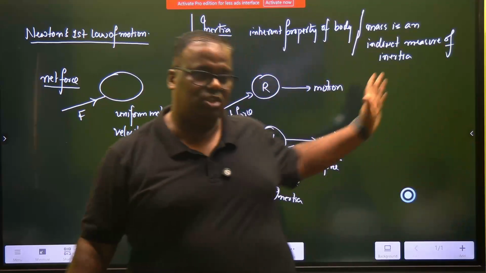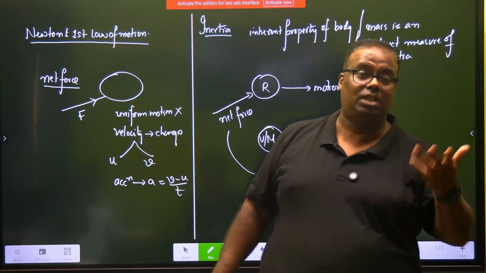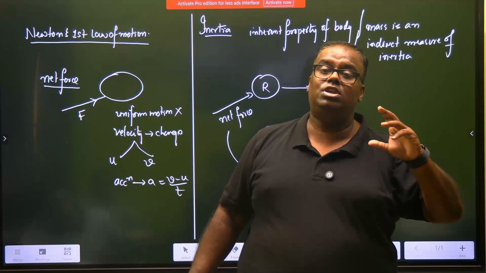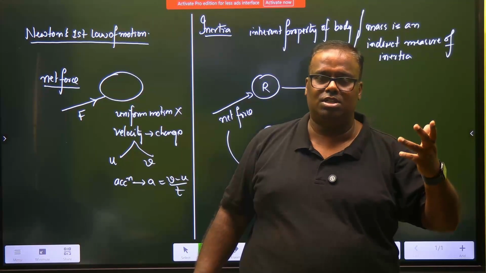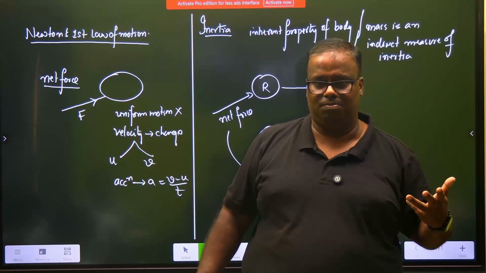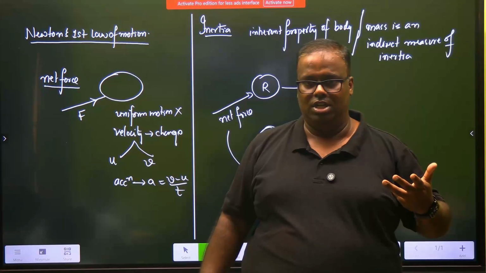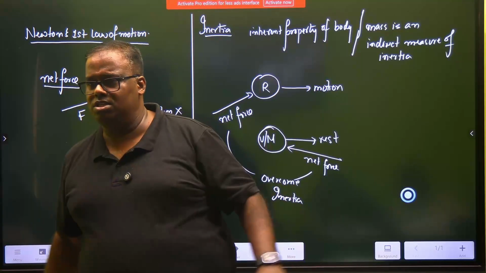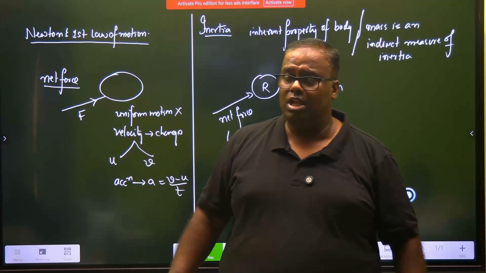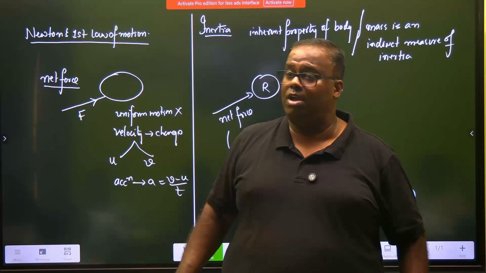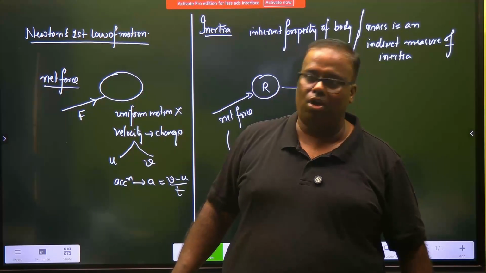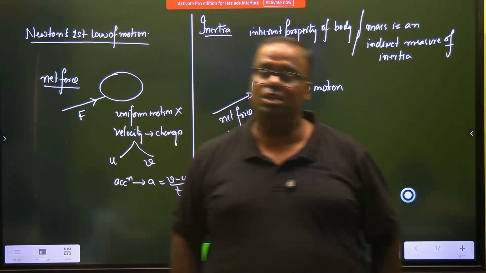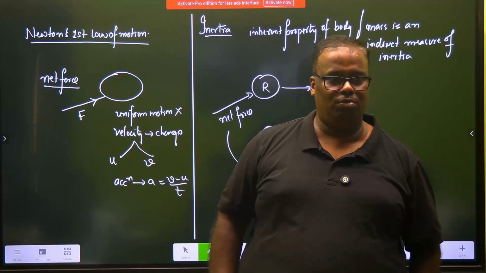Now, since we have understood it, let us define what inertia is. Inertia is an inherent property of a body by which it opposes any change in its state of rest or of uniform motion. It is going to oppose what? Any change in a state of rest. If I'm at rest, please don't ask me to walk. I'll be at rest. And if I'm in motion, please don't ask me to slow down or speed up. I will continue to be in uniform motion.